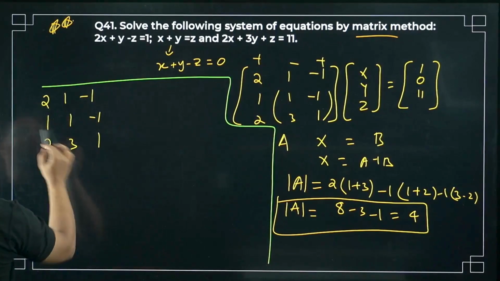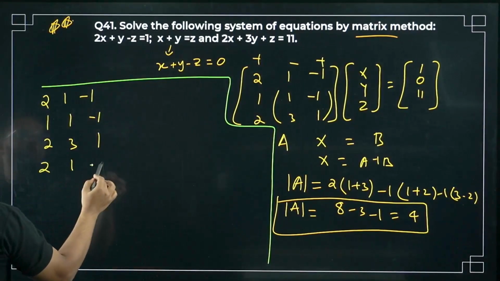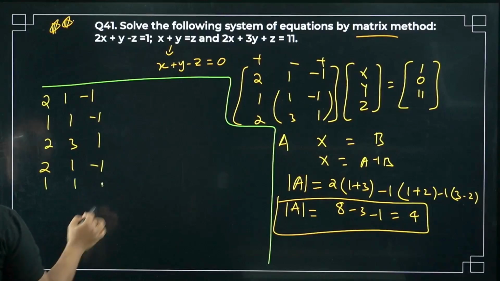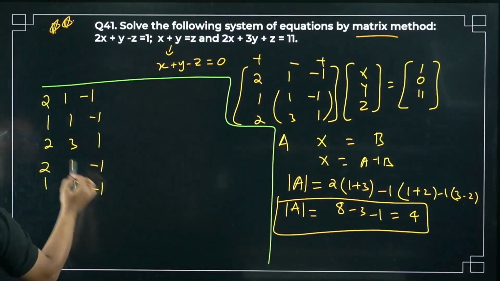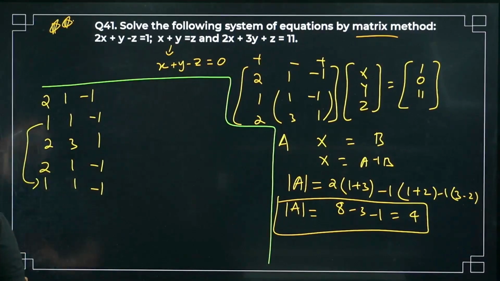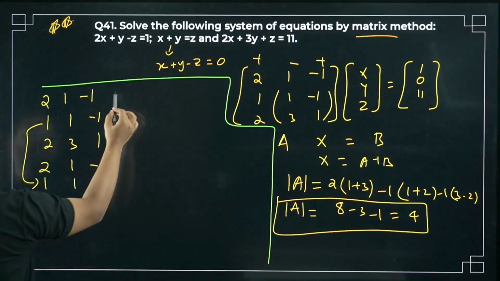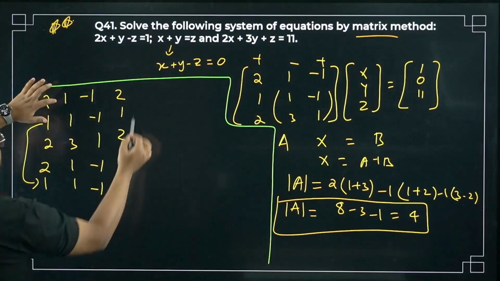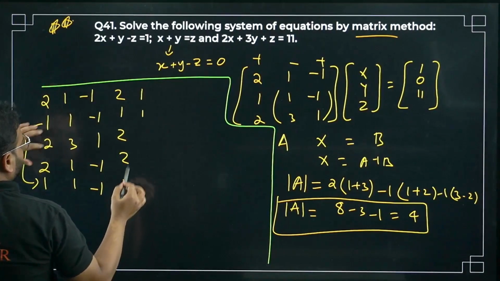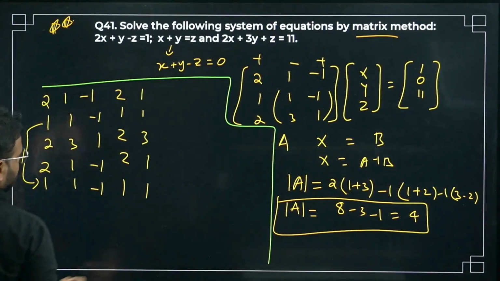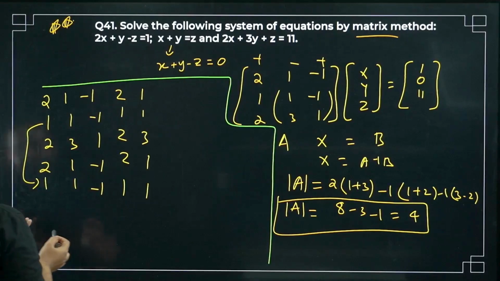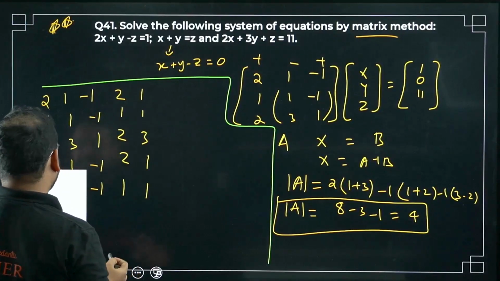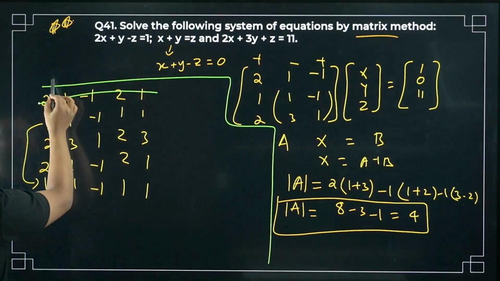Write the first 2 rows again: 2, 1 and minus 1, 1, 1 and minus 1. You can check here, first row is this, second row is this. Now repeat the first 2 columns again. So 2, 1, 2, 2, 1, and this 1, 1, 3, 1, 1. After you get this, cancel your first row and the first column of the new matrix. Please check. This is cancelled.